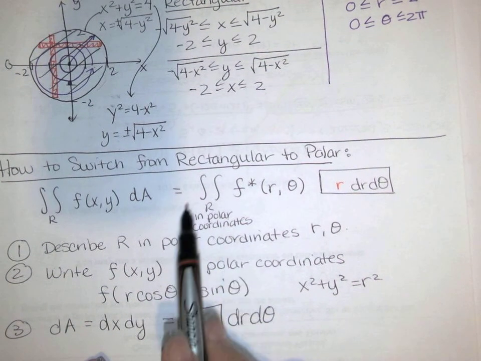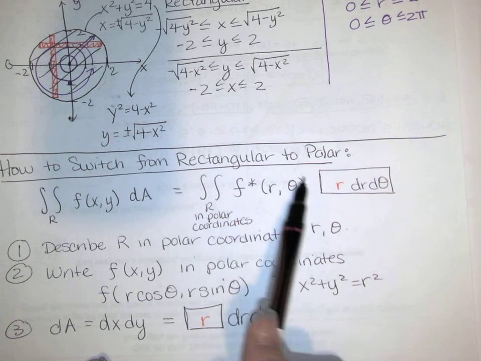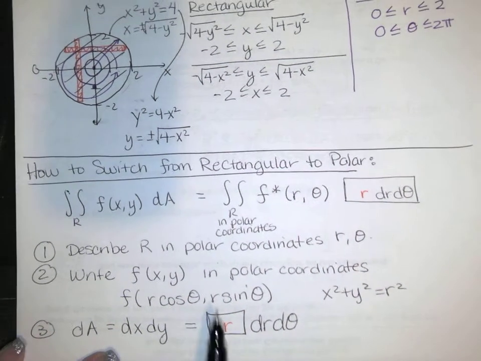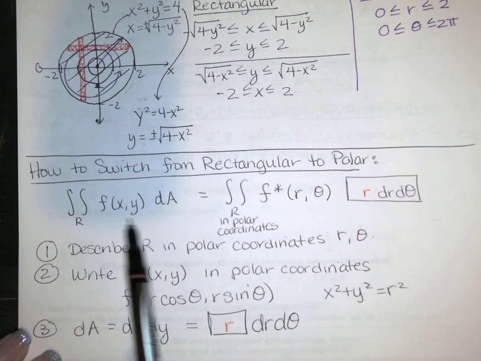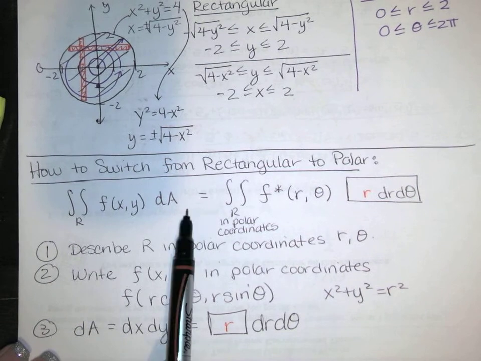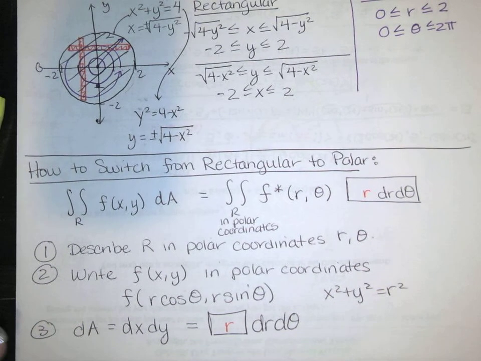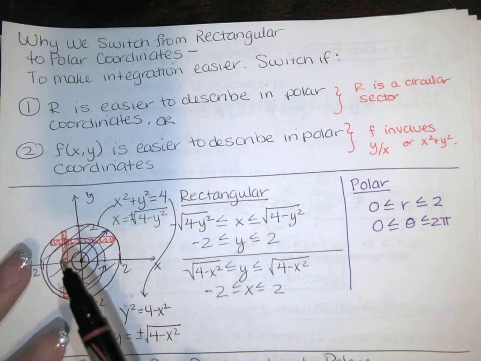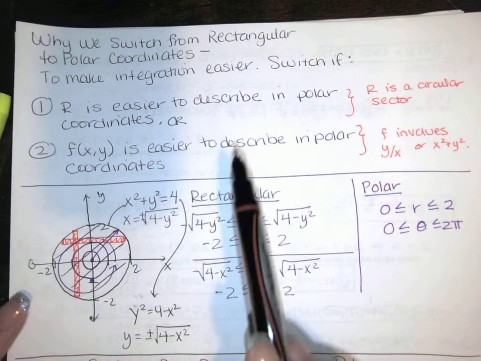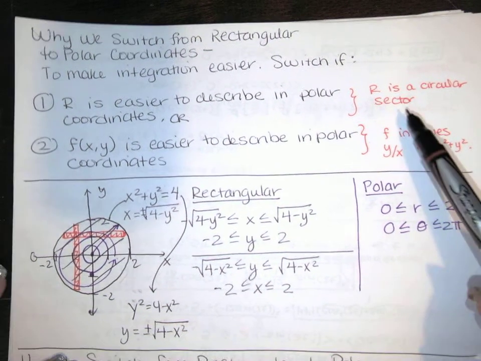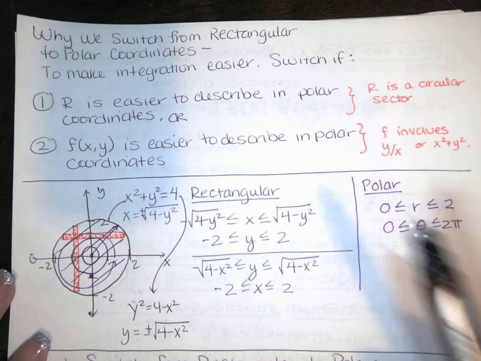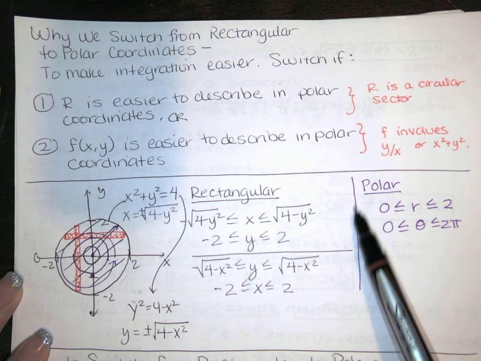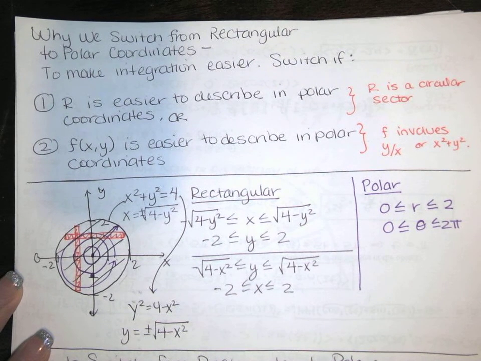You need r in polar coordinates, you need a new integrand in polar coordinates, and you need to replace dA with this. And that will allow us to switch a double integral in rectangular coordinates to a double integral in polar coordinates. And again, the reason why we might want to do that is because the region R might be easier to describe in polar coordinates. So if it's a circle or part of a circle, the region might be easier to describe in polar coordinates. So I might want these to be my bounds instead of having these as my bounds.